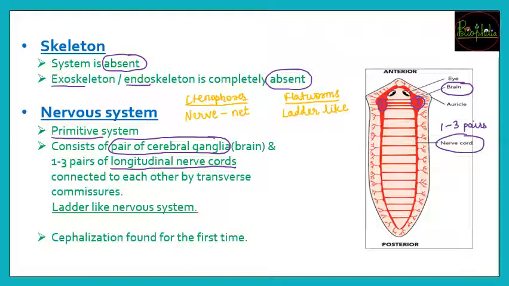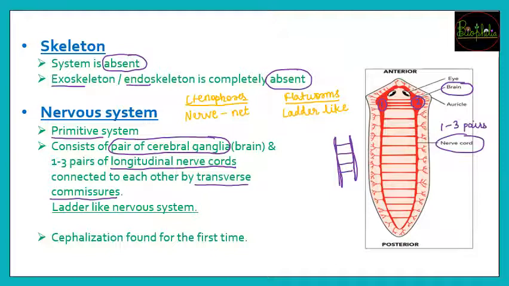Okay, here we have seen that there are two nerve cords, so that is one pair of nerve cords, and between these nerve cords they would be connected by the transverse commissures. So these transverse commissures are going to make the appearance look like a ladder. So these are our nerve cords, and between the nerve cords are our transverse commissures. So the flatworms are going to have their nervous system looking like a ladder.